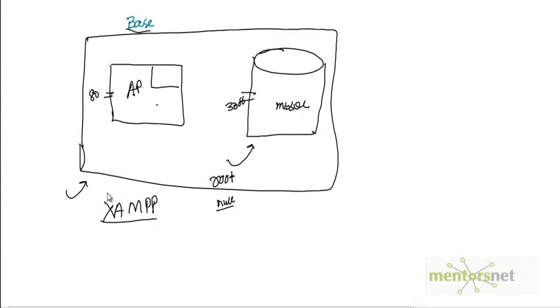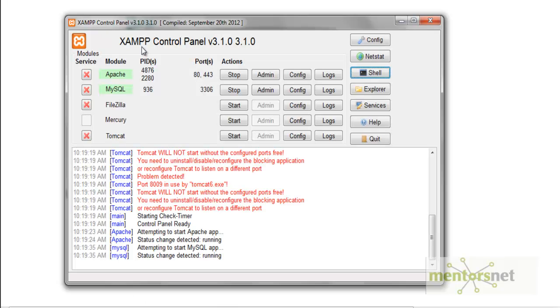Hello, welcome back. In our last lecture, we installed XAMPP, which gives us Apache and MySQL. If you have installed it properly, you should have seen this XAMPP control panel, and you should be able to start Apache and MySQL. I do not really need other services like FileZilla, Mercury, and Tomcat. So we need to ensure that Apache and MySQL are up and running.